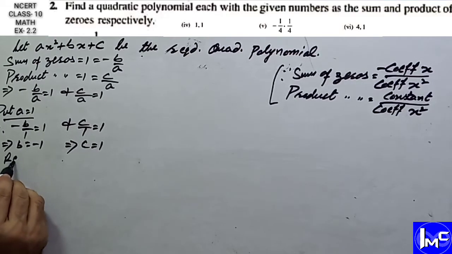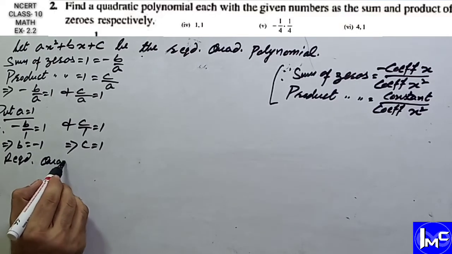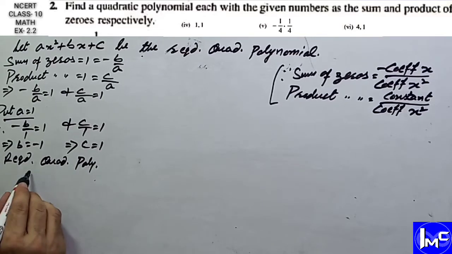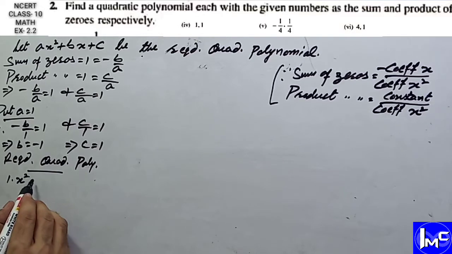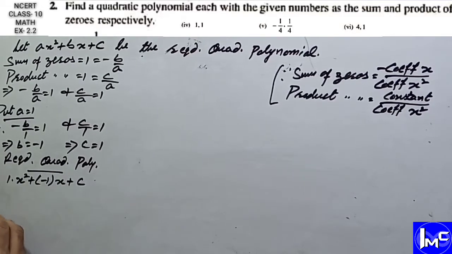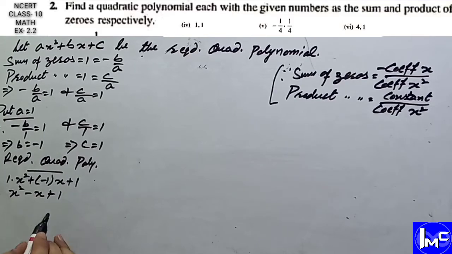Therefore, required quadratic polynomial is ax square, a is 1, plus bx, minus 1x, plus c, that is 1. That will be x square minus x plus 1, and this is our required polynomial.